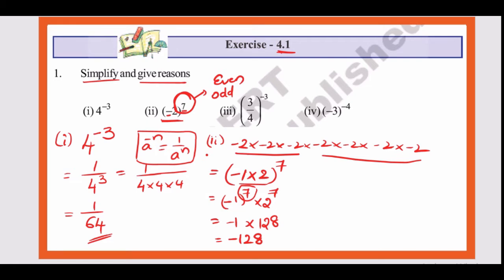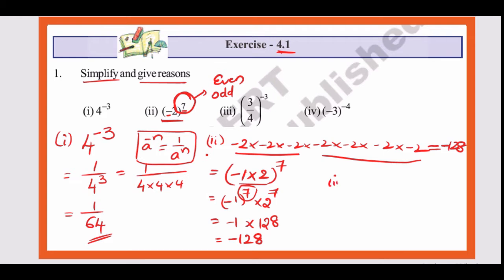Okay. Next, moving on to the third question. So this also gives you, how many minus signs are there? 1, 2, 3, 4, 5, 6, 7, right? Two minus signs, if you multiply, become plus, right? So you have 3 pairs and 1 minus will be left over. Because of that, you are going to get this value as -128.